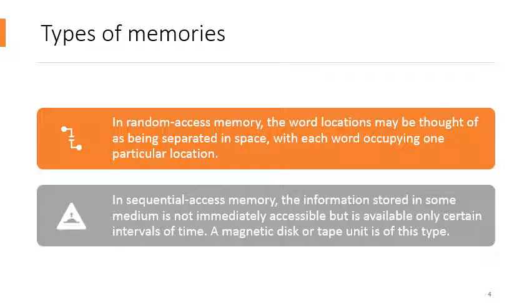the random access memory, in which each location can be accessed randomly depending upon the address which we have provided. As far as random access memory is concerned, the word locations may be thought of as being separated in space, with each word occupying one particular location. The data word can occupy one particular location in the memory, and these locations are separated in space. That is the basic definition of random access memory and the orientation of data that is held in the memory.